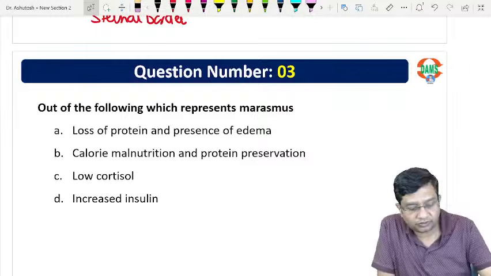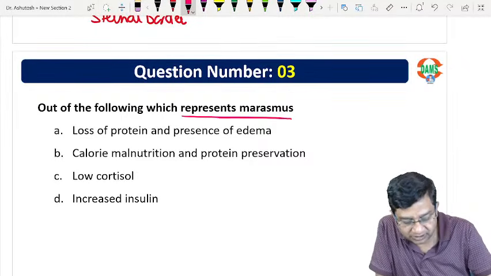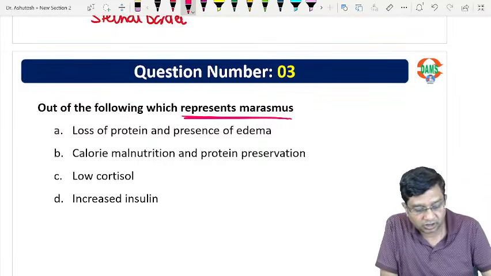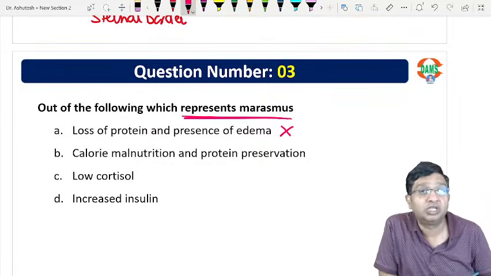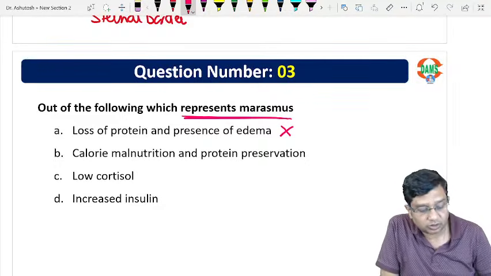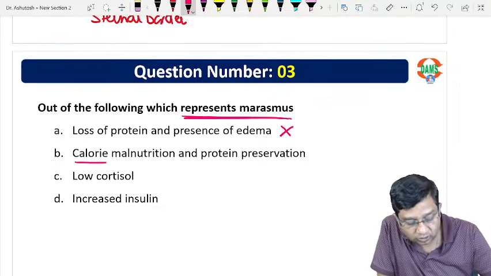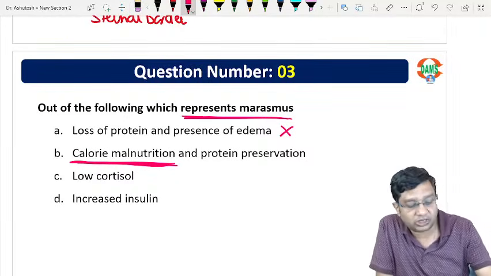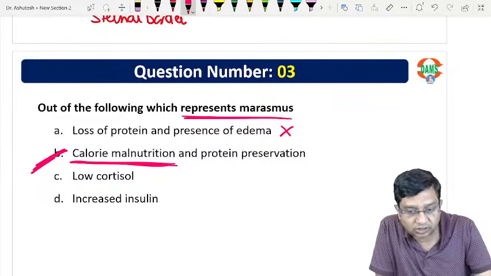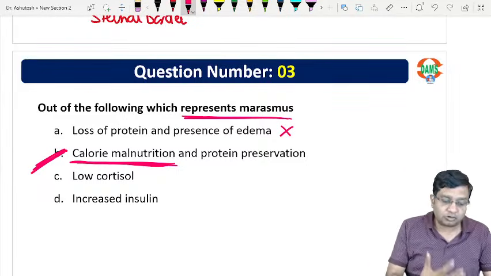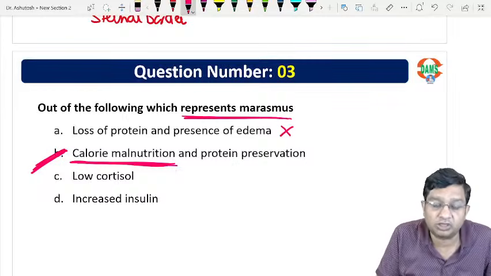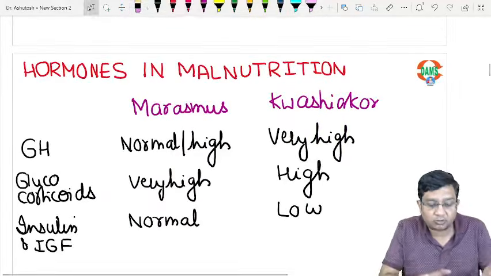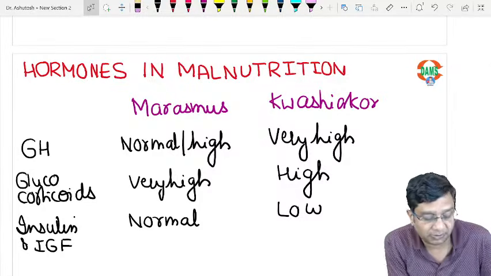Next one: out of the following, which represents marasmus? In marasmus, there is no loss of protein, so that option is obviously wrong. What is there is calorie malnutrition. There is only a deficiency of calories and the proteins are not lost. That is the answer. They have also given low cortisol and increased insulin. So for future things, we should also remember the hormonal changes which take place in malnutrition.